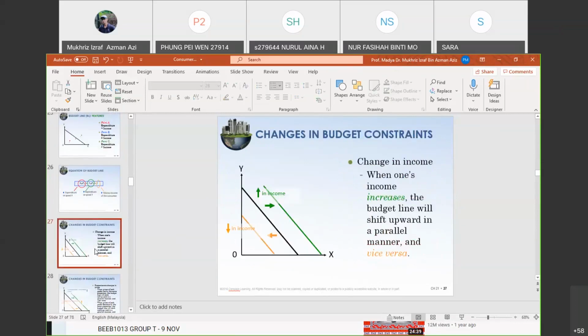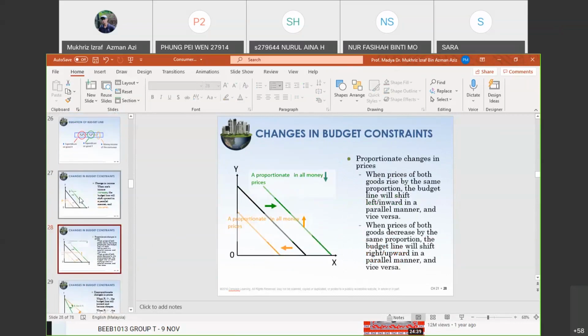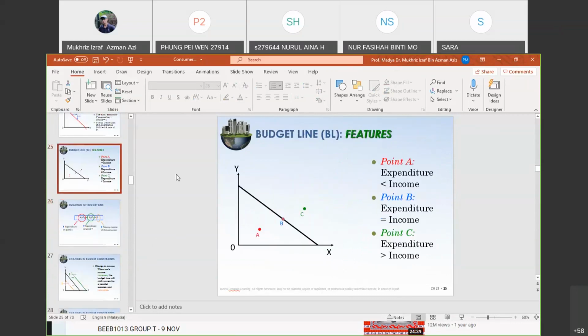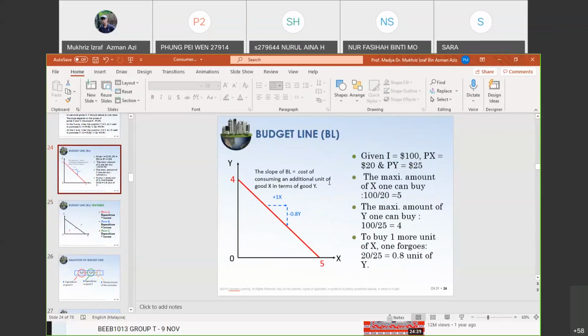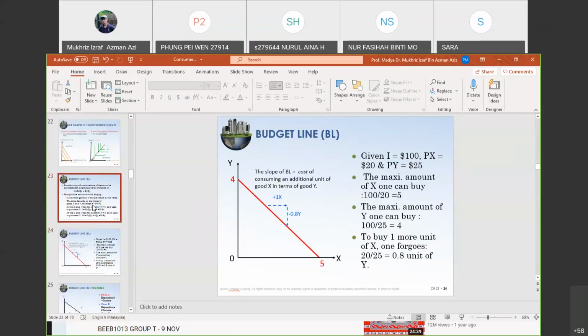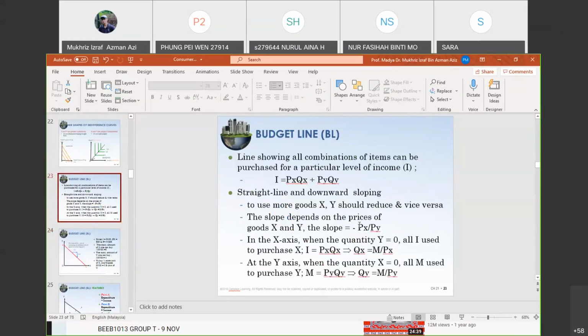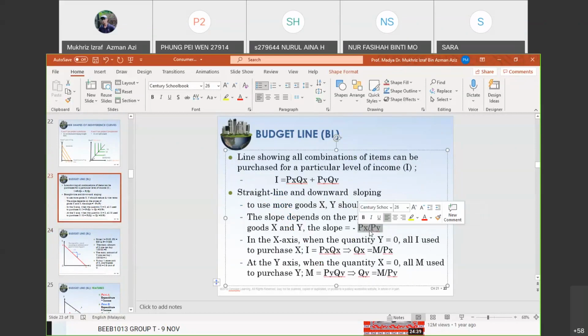What is the slope of the budget line just now? We already discussed this concept. The slope of the budget line is Px over Py, or negative Px over Py. Why negative? Because the line is downward sloping. So the slope of the budget line is calculated as Px over Py. The slope of the indifference curve is what we call MRS, marginal rate of substitution.